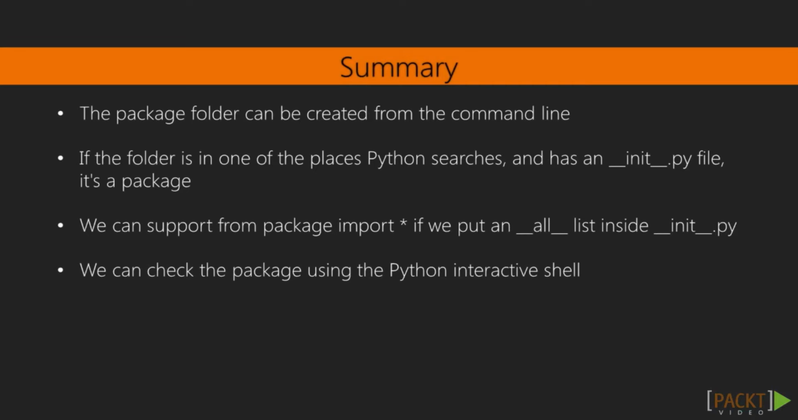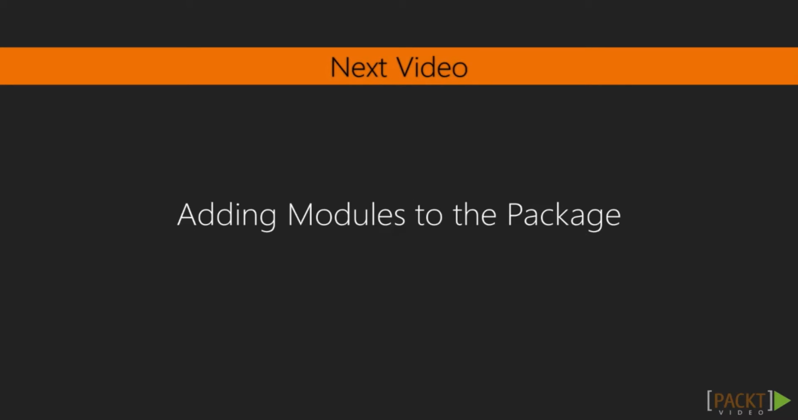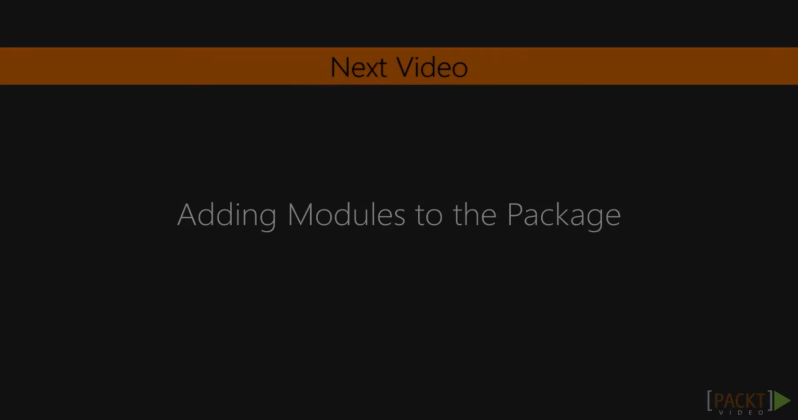Alright, let's make sure that Python is willing to import our demo package. The package folder can be created from the command line or from whatever graphical interface you find most comfortable. If the folder is in one of the places Python searches and has an __init__.py file, it's a package. We can support from package import star if we put an __all__ list inside of the __init__.py file. And we can check that the package is valid by using the Python interactive shell to try importing it. And then we'll move on to how to add source code modules to a package in the next video.